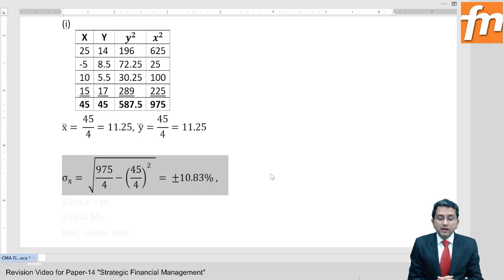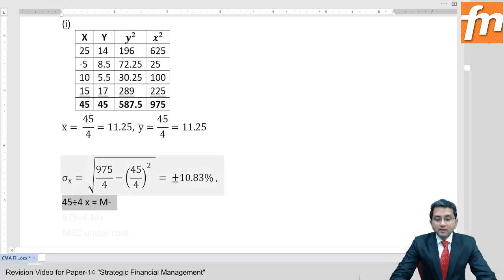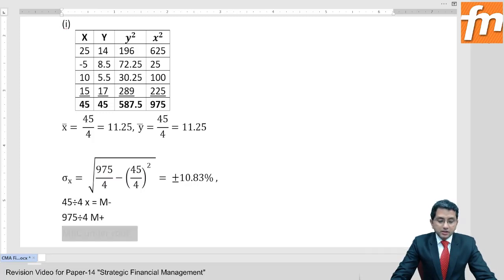The calculator keystrokes for the same are very simple. 45 divided by 4, equal to, M minus. This way you have solved this portion and kept it in memory. Then 975 divided by 4, M plus. Then you recall the memory and press under root. Don't do into M plus, simply do M plus because you don't want to square it. Automatically these items will be deducted in memory, and then you can simply do under root and you will get 10.83.